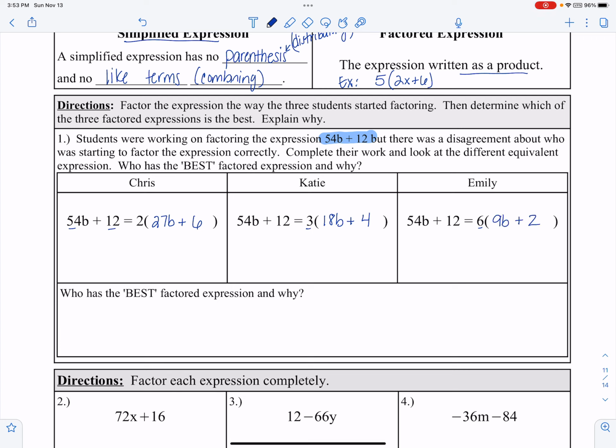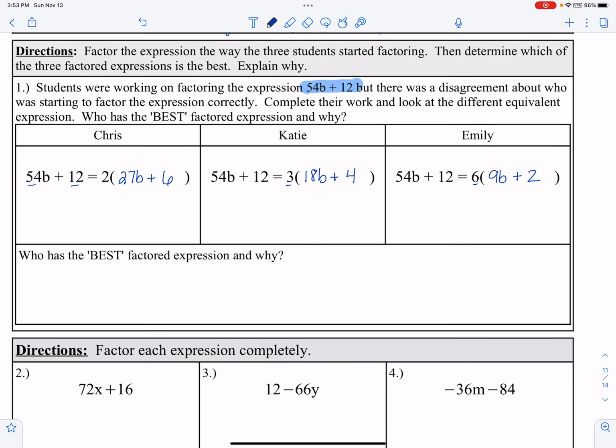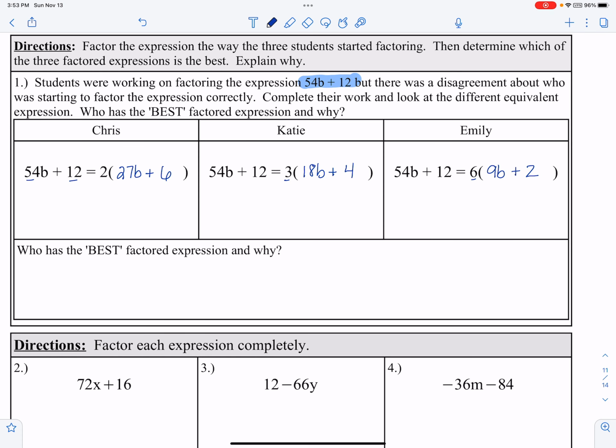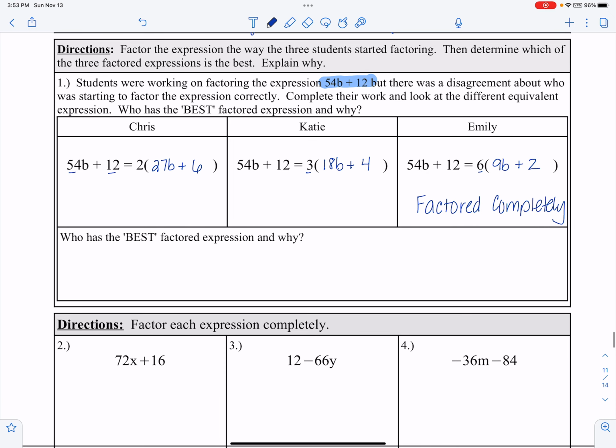Now, when we look at these, what I want you to notice is that Emily ended up with a 9 and a 2 when she factored out that 6. And if you ask yourself, can anything else be factored out of 9 and 2? The answer is no. So what I want you to do is write that Emily did what's called factored completely. Chris and Katie did factor their expression, but they didn't factor completely.